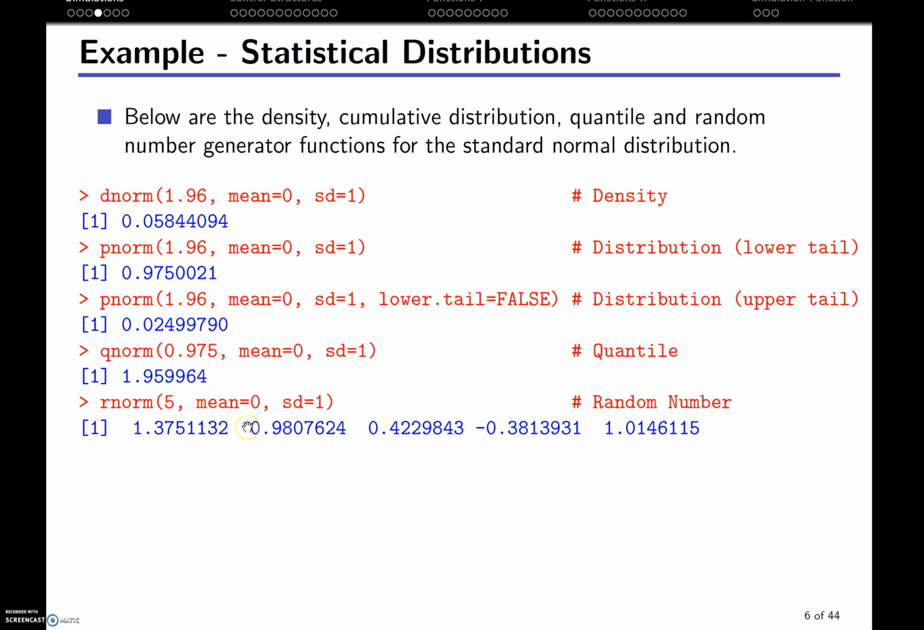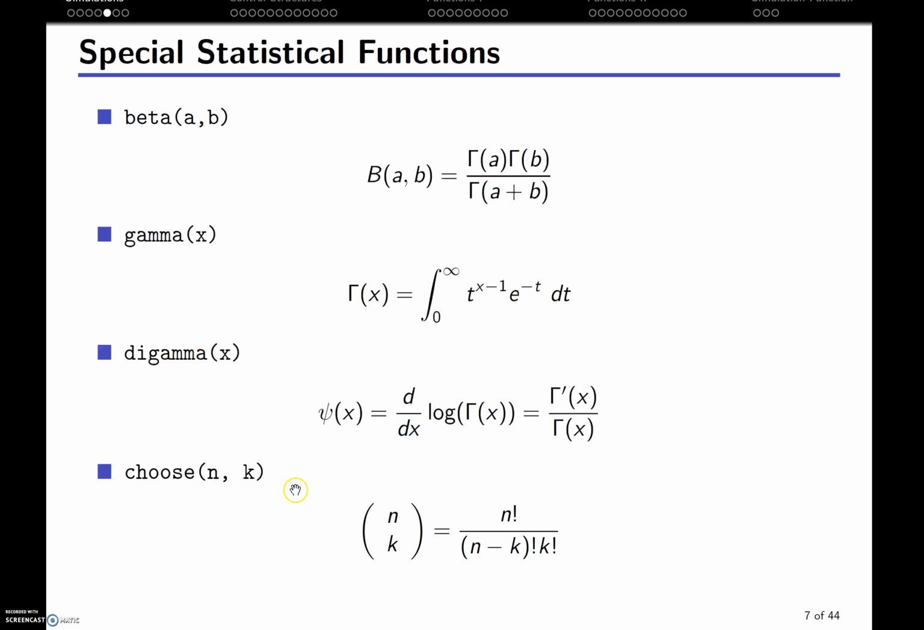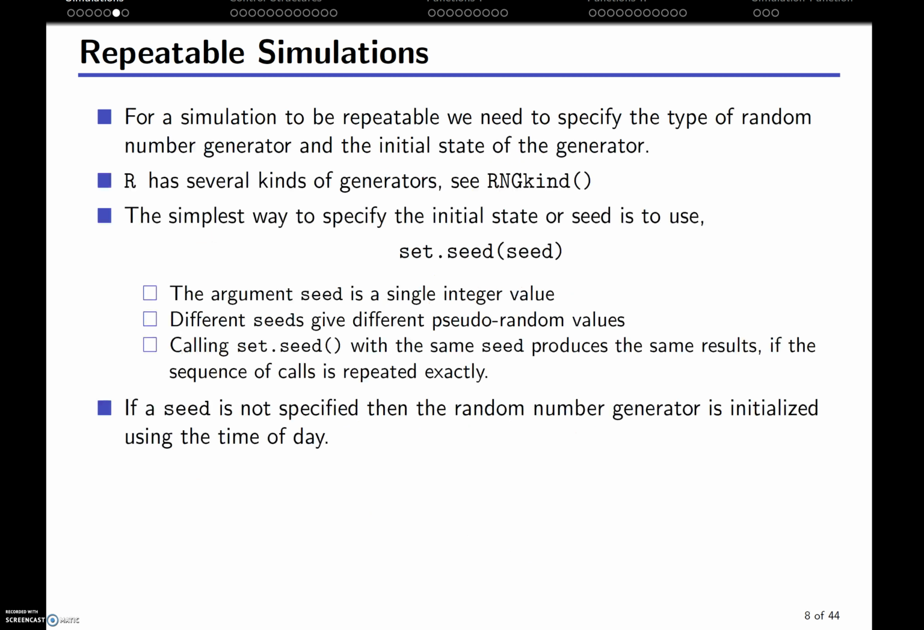Finally, R stands for random generator, and here we get 5 randomly generated standard normal points, and these are all consistent with the standard normal distribution. Here's a few of the statistical distributions you can get. You can get this all from documentation in R.